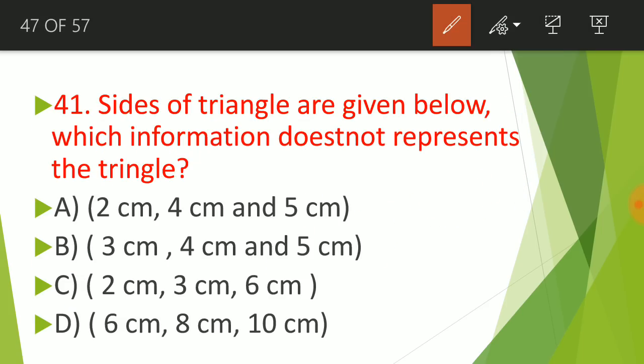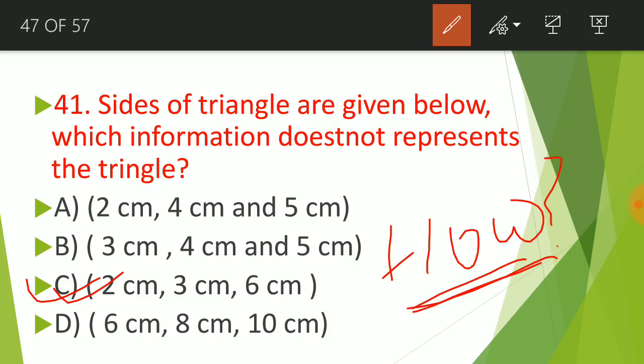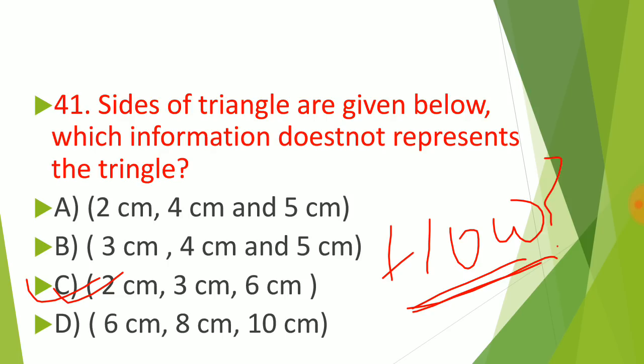If the sides of a triangle are given, which information does not represent the triangle? Option choice C is the correct answer. Now again I leave this to you. Explain how this is not a triangle. Let me get the answer in the comment section.